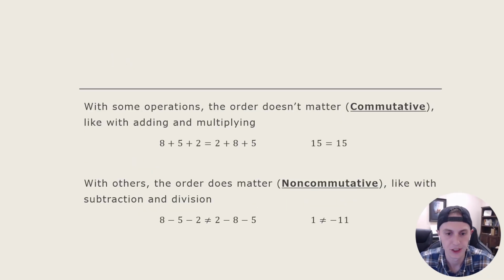With some operations, the order doesn't matter, called commutative, like with adding and multiplying. So whether you have 8 plus 5 plus 2, or 2 plus 8 plus 5, both sides are going to be equal to each other. It doesn't matter the order. With others, the order does matter. That's called non-commutative, like with subtraction and division. So 8 minus 5 minus 2 is not the same thing as 2 minus 8 minus 5.